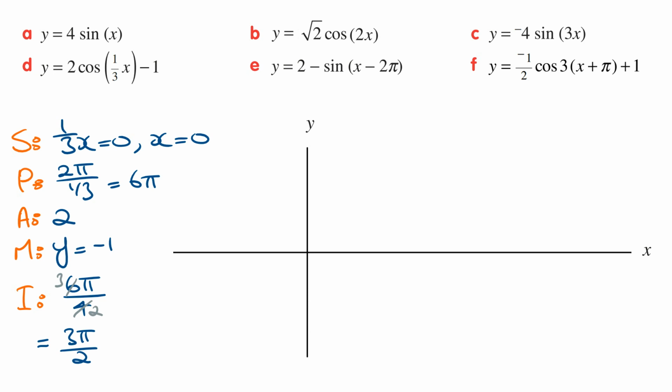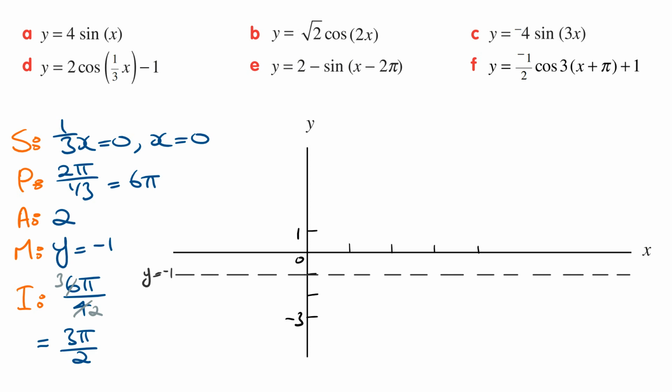And now on the axes, we start by drawing the midline first, which is going to be the line y is equal to minus 1. The amplitude is 2, which means the maximum value from the midline is going to be 1, and the minimum value is going to be minus 3. The starting point is x is equal to 0. And now marking the 4 intervals, we know that each interval has a distance of 3 pi on 2.